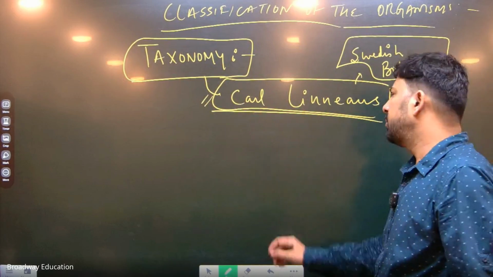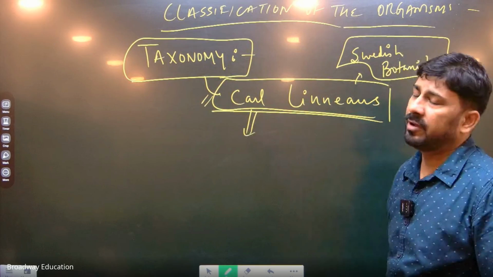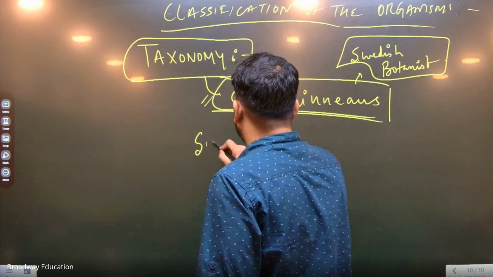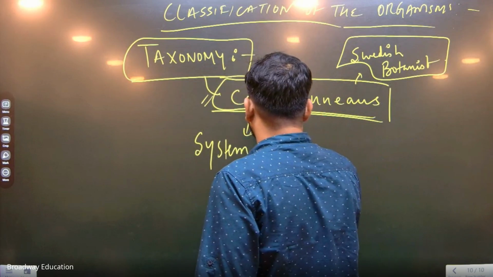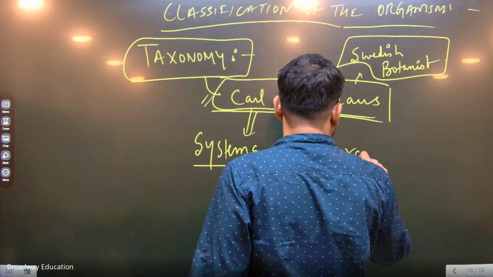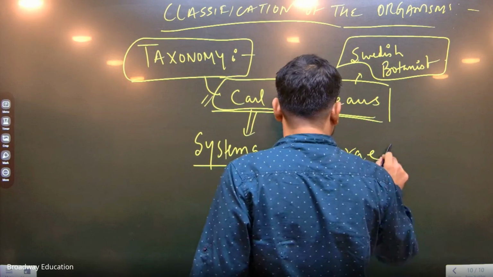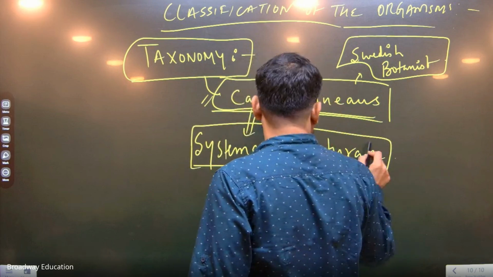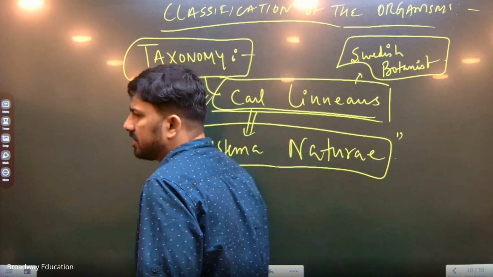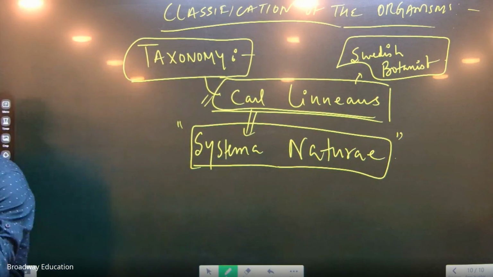Now, he published a very important book. Sometimes it is asked in the exam. Its name is Systema Naturae. Two volumes were published. Learn by heart, important. Systema Naturae. Please write it down.